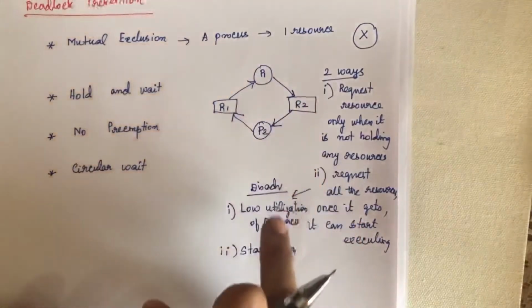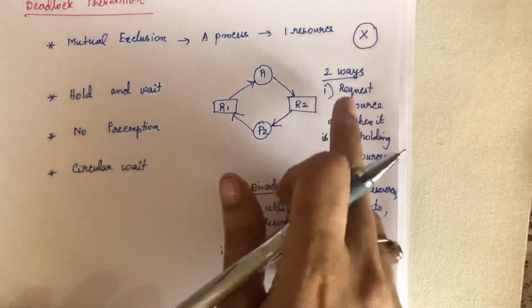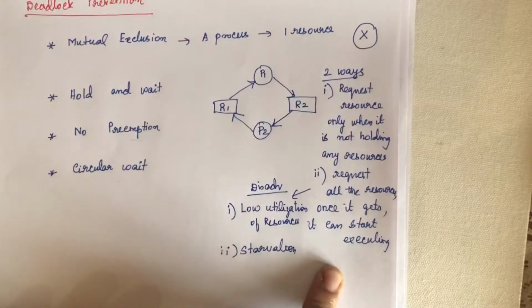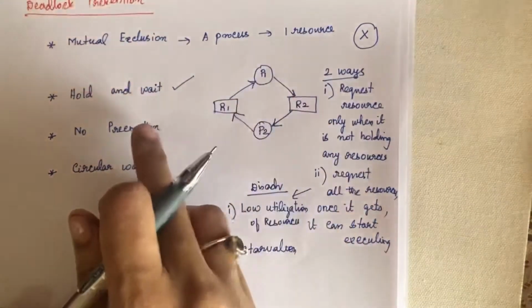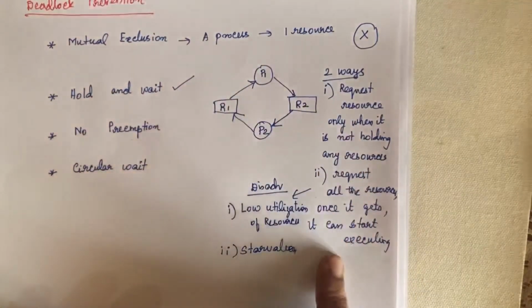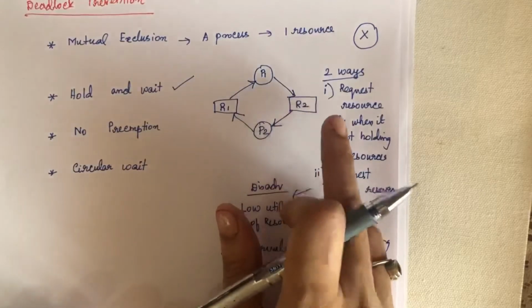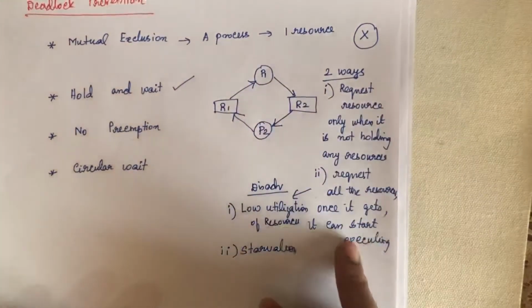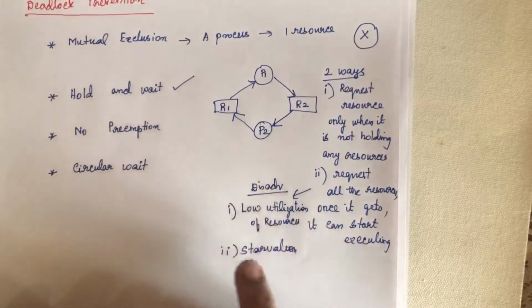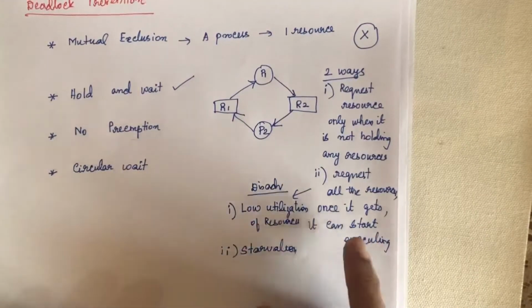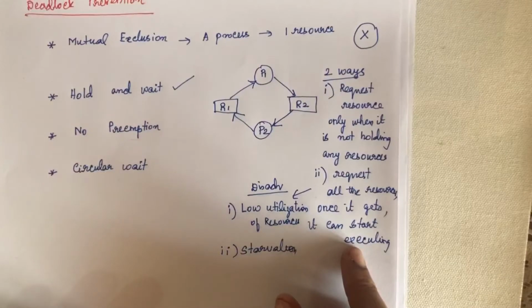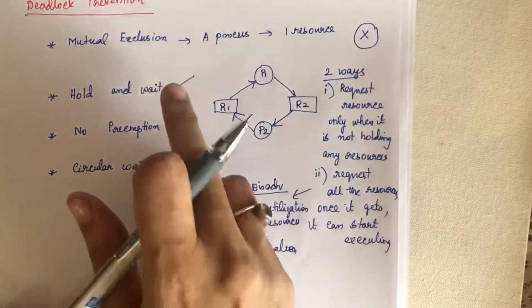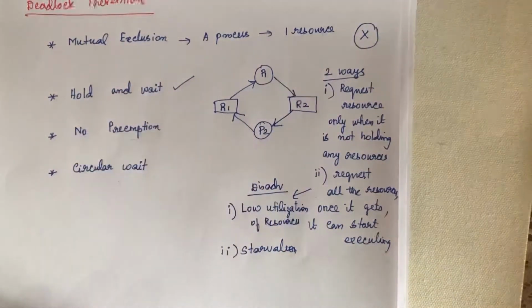So there are two ways to avoid hold and wait. You can easily eliminate hold and wait if you follow these two ways. The first method is that if you are not holding any resource, then you can request a resource. The second method is that you can request all the resources initially at one time, then you can start executing. Okay, these are the two ways to eliminate hold and wait.